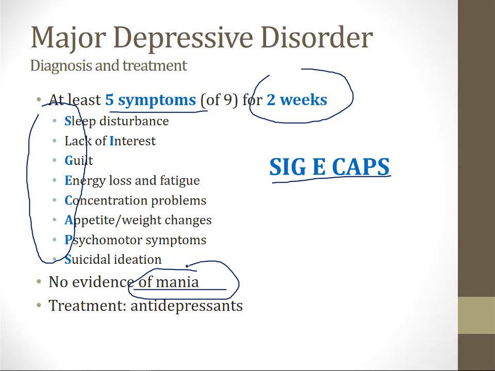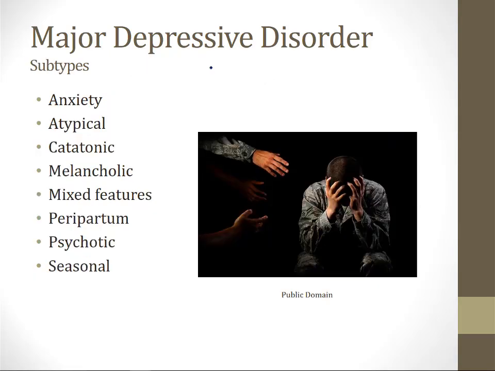We'll talk more about that in a minute. And the treatment is with antidepressant drugs, which I talk about in another video. Psychiatrists sometimes break down patients with major depressive disorder into a number of subtypes. I've listed the major subtypes on the screen here. I don't recommend you learn a lot about all of them, but the one that you should know for Step 1 is atypical.